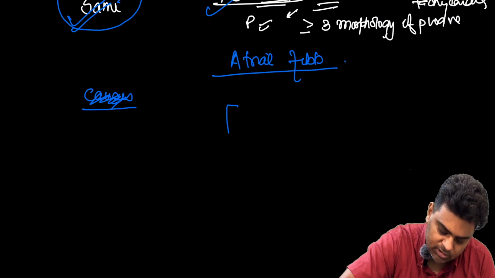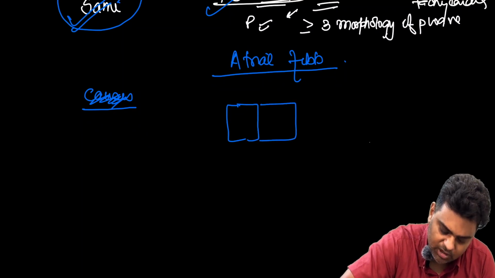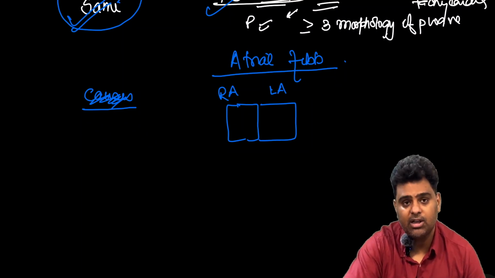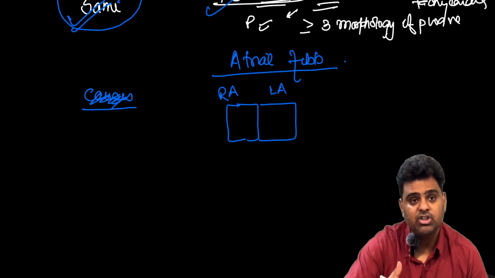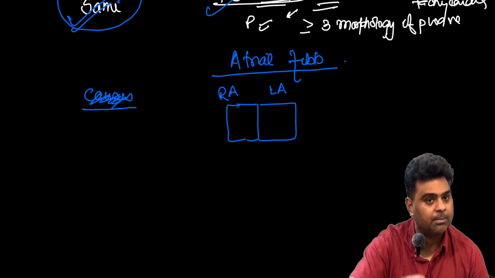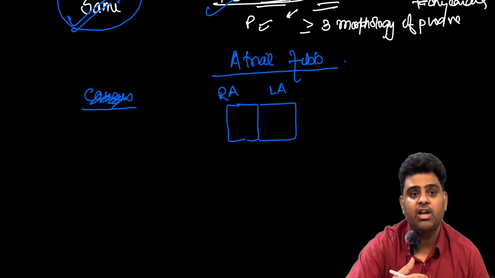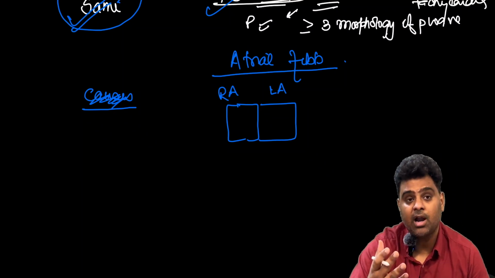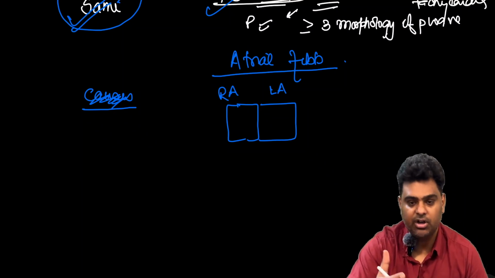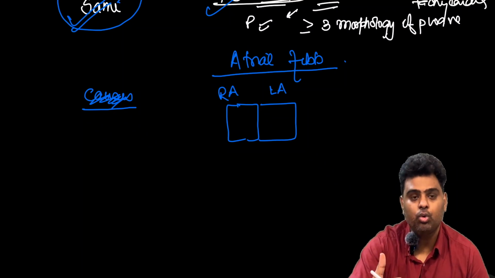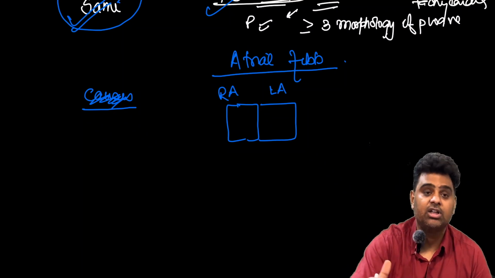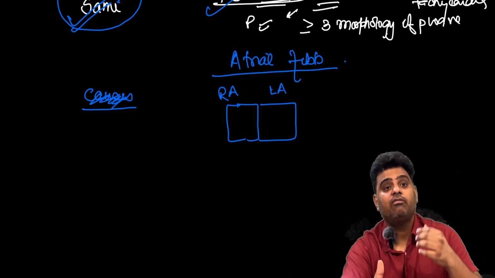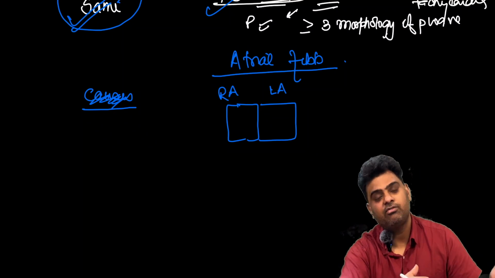If this is your right atrium and this is your left atrium, there are multiple areas where automaticity can develop, which can start firing, and the SA node is suppressed. When they start firing, they can fire at a rate of 300 to 600. Please remember that it can fire at a rate of 600. And when these depolarization waves reach the ventricle through the AV node, the ventricle also starts firing at a higher rate. So in atrial fibrillation, generally we see a ventricular tachycardia because the atrium is firing at a high rate.